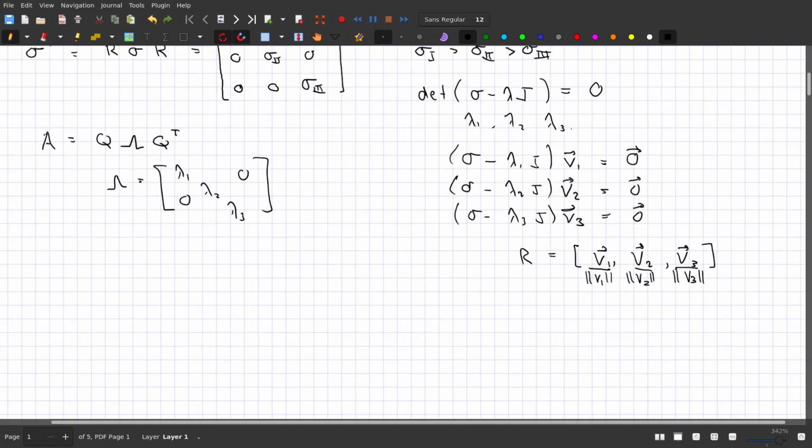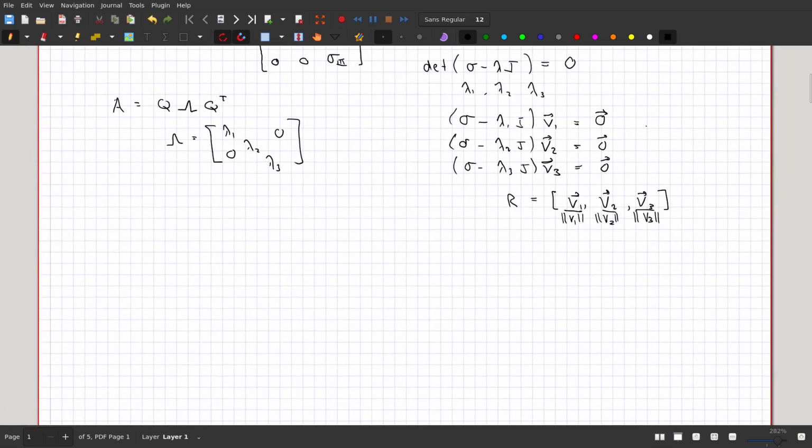So, as I mentioned before, when you solve that equation, or when you write out that equation, the determinant of sigma minus lambda I equals 0, what you're going to get is a characteristic equation that'll have the form... so this is called the characteristic equation.